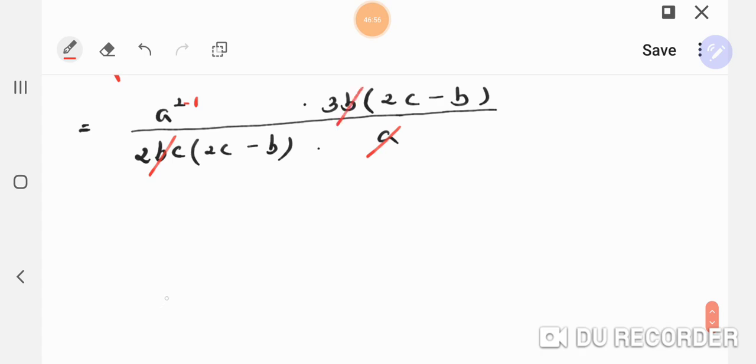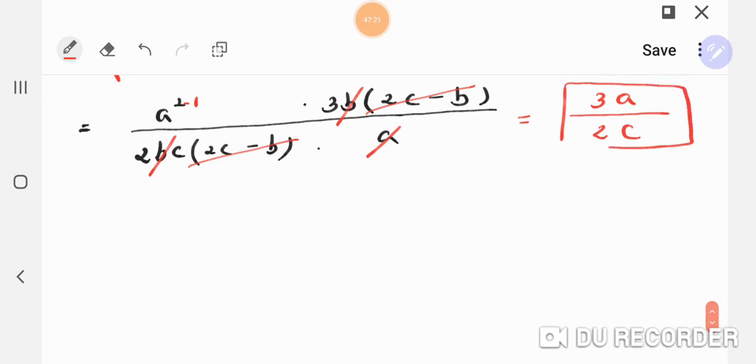How about the binomial 2c minus b? Yes, we do have. So we can cancel out everything so that this is equal to, the numerator is 3a. Okay, write down the number first. The a is 2 minus 1 is 1, so 1a left. The denominator is 2c. So that's the answer in simplest form.